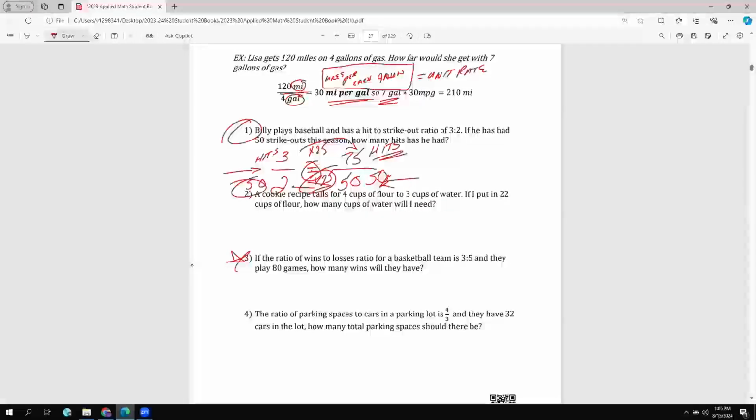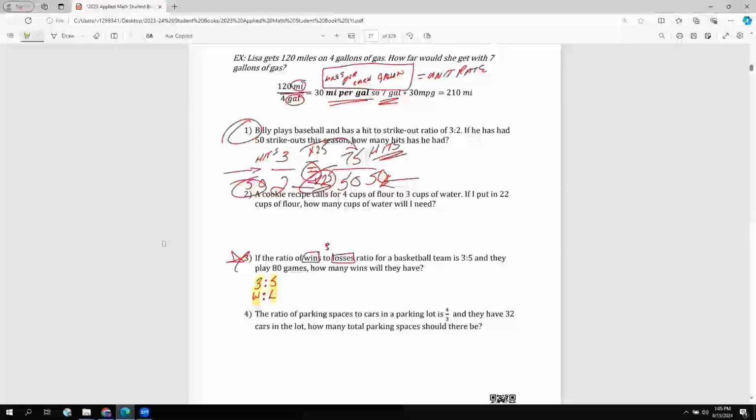So if the ratio of wins to losses, so again, I'm going to be seeing a ratio, and it's going to be wins first to losses second for a basketball team is 3-5. Okay, so here we go. So there's my wins, there's my ratio. I'm going to go ahead and write it down for myself, 3-5. And also, here's another awesome habit. I labeled it, so I remember that the 3 represents wins, the 5 represents losses. I remember that.